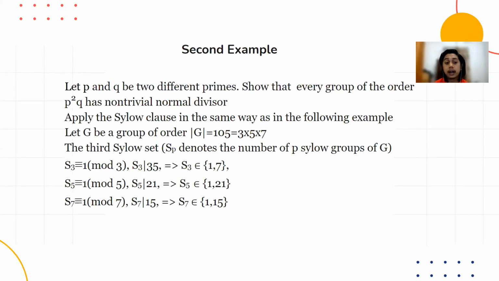Let G be a group of order 105, equal to 3 times 5 times 7. Let s_p denote the number of p-Sylow subgroups of G. So s_3 is congruent to 1 modulo 3, so s_3 has the element of 1 and 7. s_5 is congruent to 1 modulo 5, so s_5 has the element of 1 and 21. s_7 is congruent to 1 modulo 7, and s_7 has the element of 1 and 15.